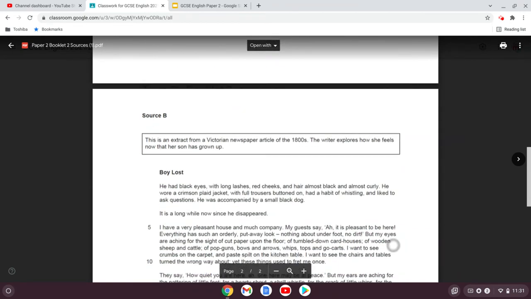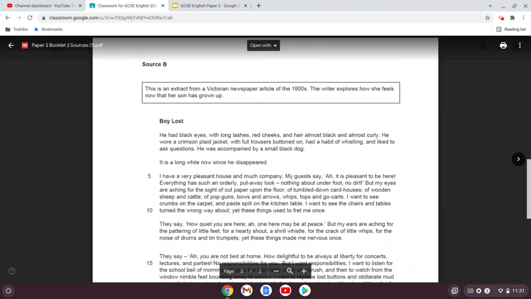Source B. This is an extract from a Victorian newspaper article in the 1800s. The writer explores how she feels now that her son has grown up.